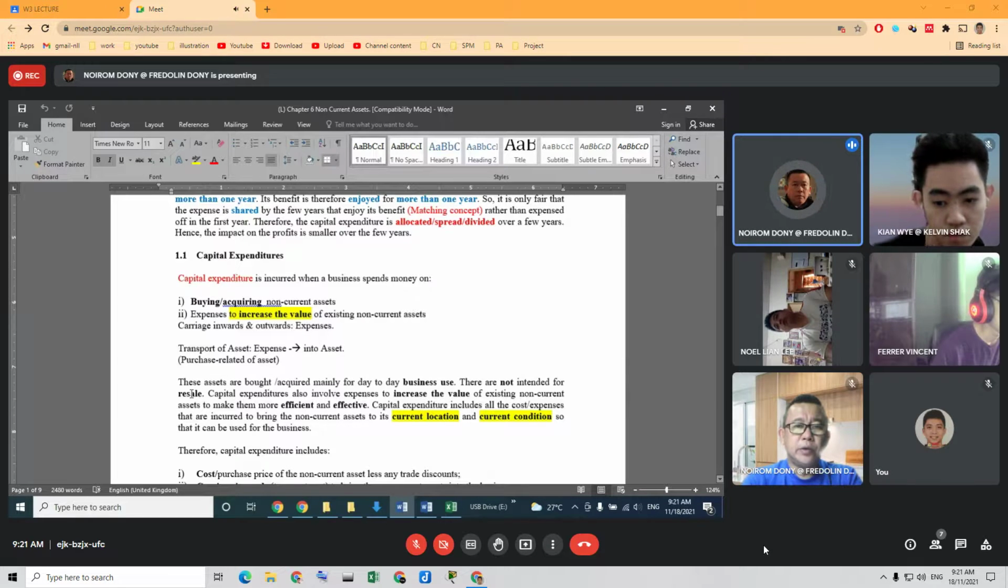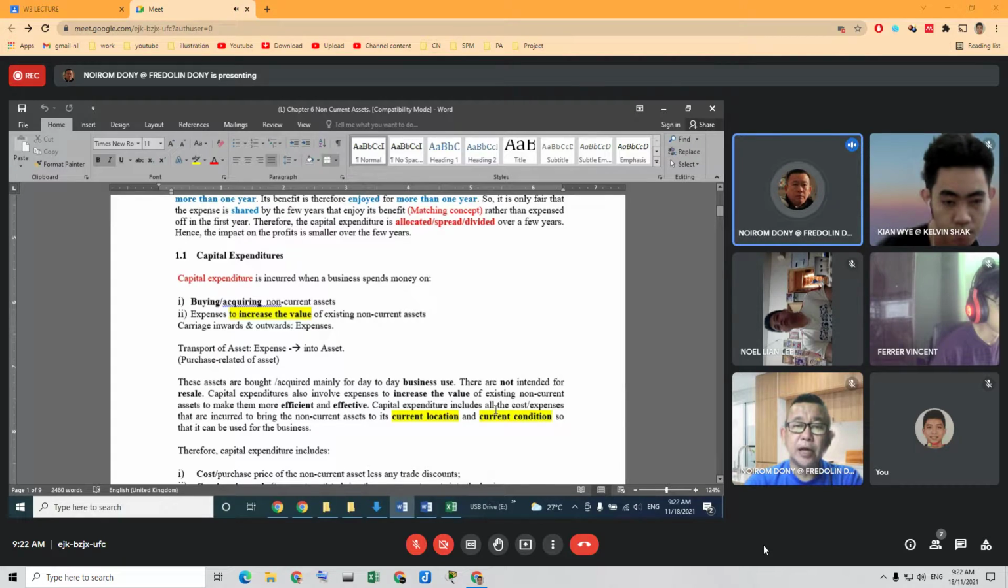Okay, so these assets are bought mainly for day-to-day business use. So they are not intended for reselling. That is the most important thing. Capital expenditure also involves increasing the value of the non-current asset to make them efficient and effective. Let's say if they have incurred additional costs in order to increase the capacity of the machine, that is also considered as part of the capital expenditure.